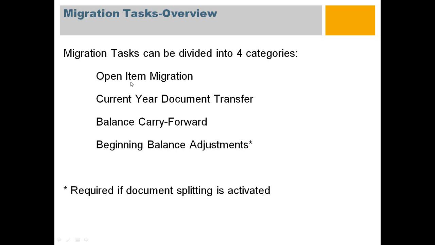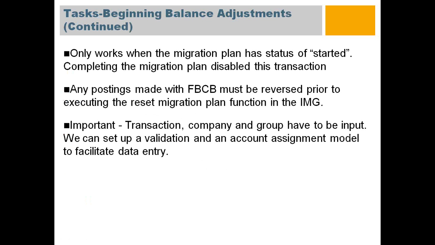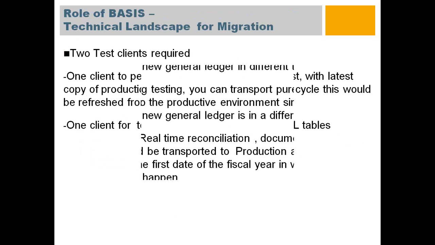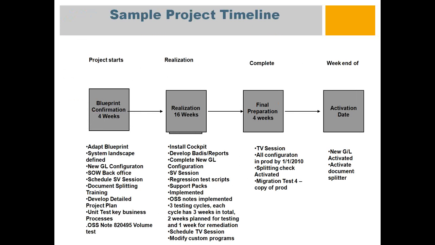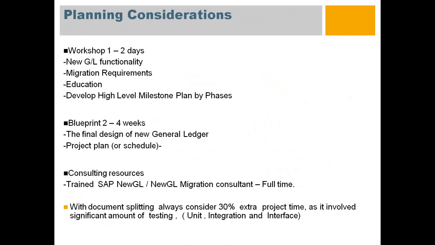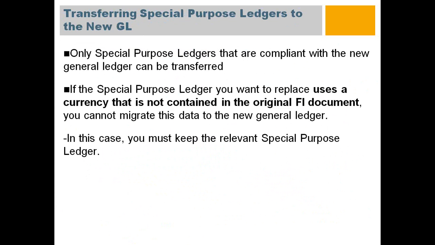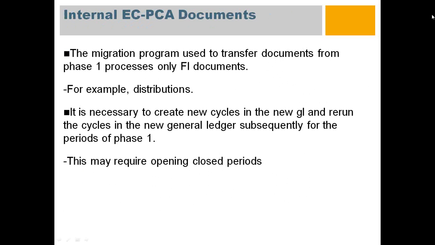It looks at all the open items, and all your current year documents, anything you posted in that particular year, and then moves over from 2014 to 2015 and makes balancing adjustments. It transports the relevant OSS notes and new GL security, and checks for data consistency. Stop it here.